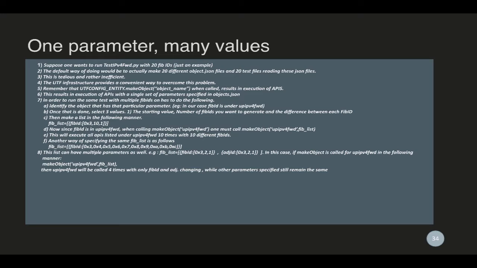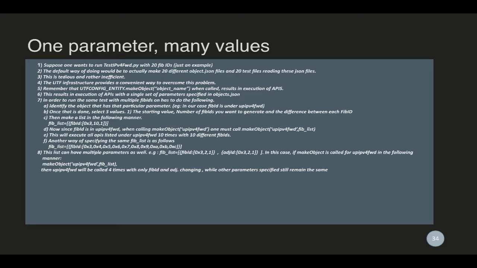Remember that UTF config underscore entity make object results in the execution of APIs with a single set of parameters specified in objects.json. In order to run the same test with multiple fib IDs, one has to do the following: identify the object that has that particular parameter, in our case, fib IDs under up IPv4 forward. Once that is done, select 3 values: the starting value, the number of fib IDs you want to generate, and the difference between each fib ID.